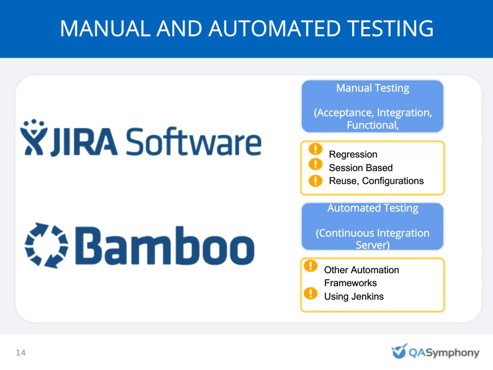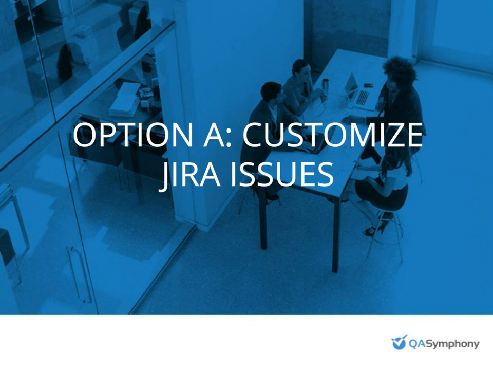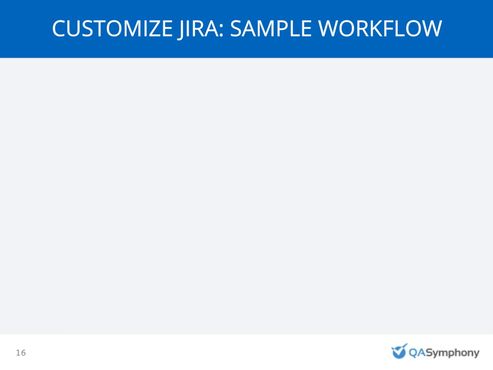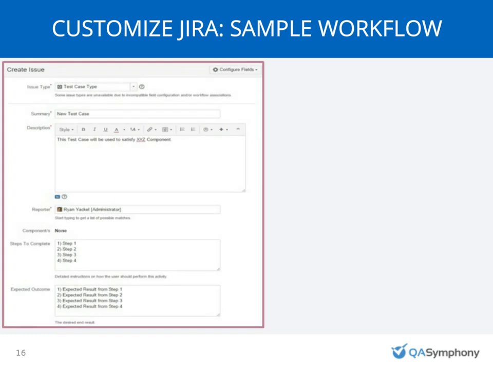So in the different options that we have for setting up JIRA for test case management, we're going to go with the first one and talk about that first, which is your option A: customize your JIRA issues. And you can do that multiple ways. The first way would be to actually add an issue type that is a test case type. As you all know, you can customize and create any type of issue that you want inside of JIRA.